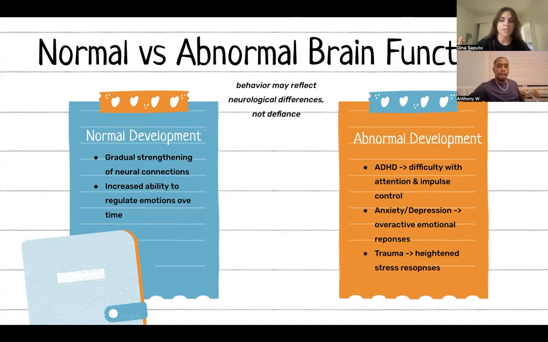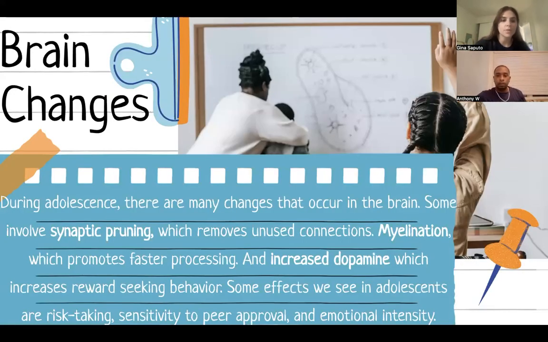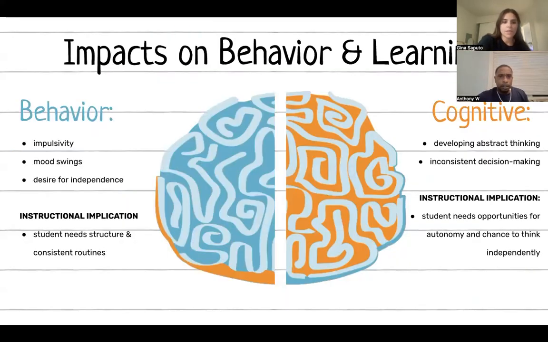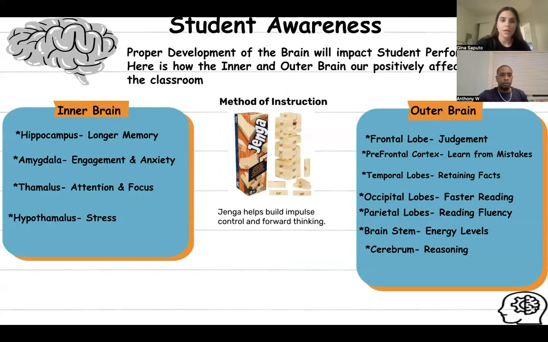So we can sometimes understand that if a student is acting out, it's not just because of defiance of their age, but there could be something actually going on in their brain. And then some more brain changes, myelination, synaptic pruning. It's really important as educators to learn about the changes that are happening during adolescence. And then some impacts on behavior and learning, and some things that we can expect as this brain is changing and developing. And then I'll let Anthony lead the rest.